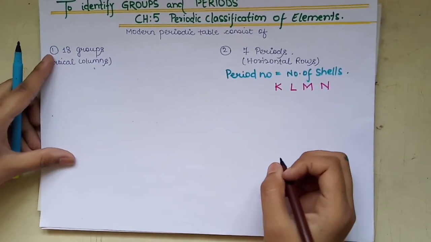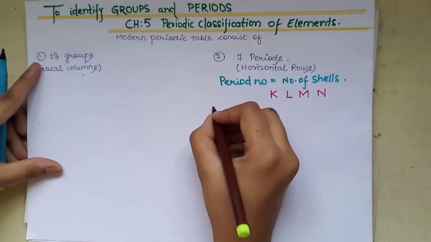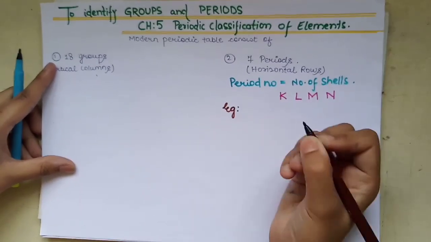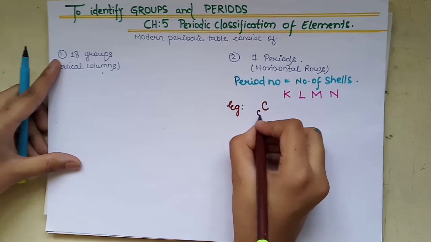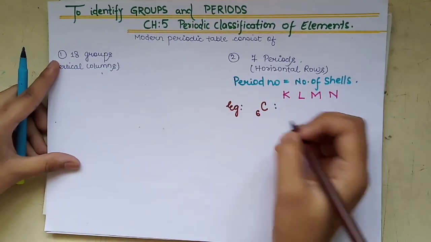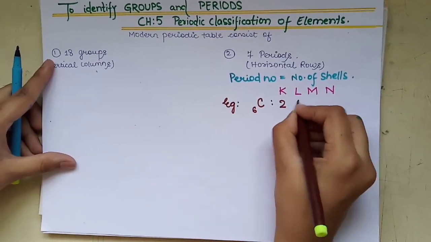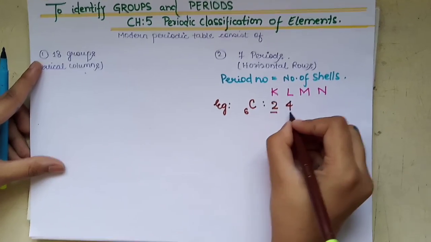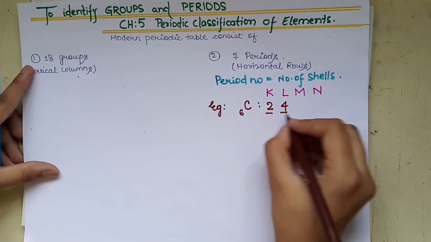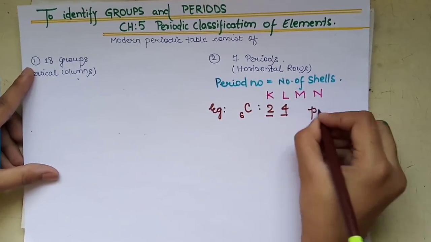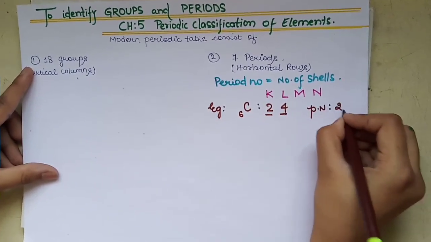Now let's understand by taking an example. Suppose we have the element carbon. We know that carbon has atomic number 6, so its configuration can be written as 2, 4. Here carbon took 2 shells, K and L, that is 2 and 4. So its period number will come out to be 2.